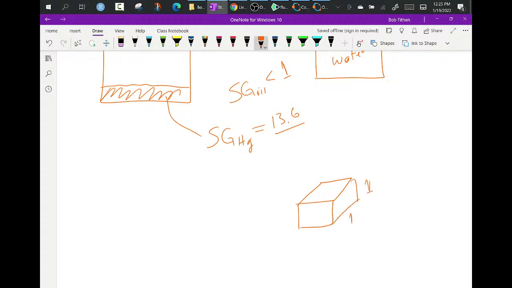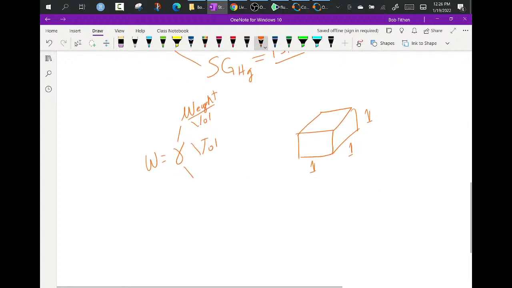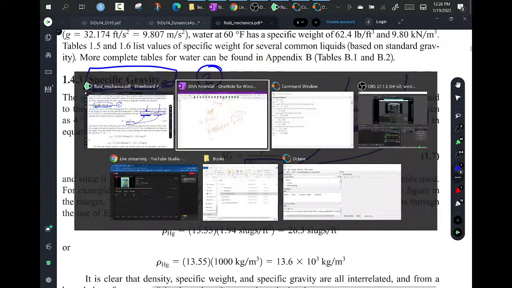as a 1 by 1 by 1 cube, and you filled it with mercury, the weight of the thing would be equal to gamma times the volume, because gamma is the weight per unit volume. Well, if it's 13 times heavier, then 62.4 pounds per cubic foot is what it would weigh if it was water. But it's 13.6 times heavier times a 1 cubic foot. How much does 1 cubic foot of mercury weigh?